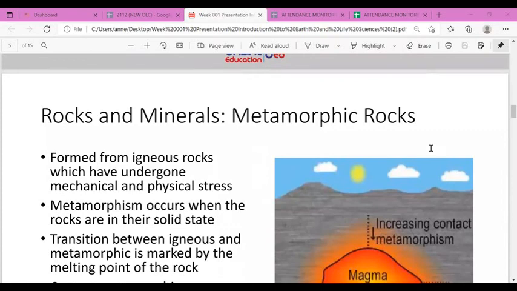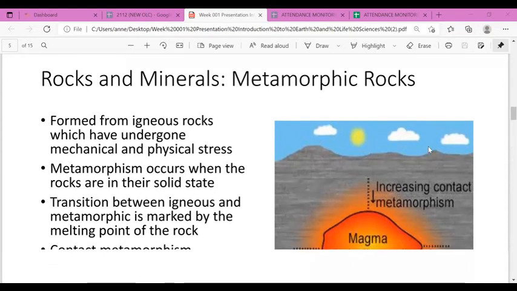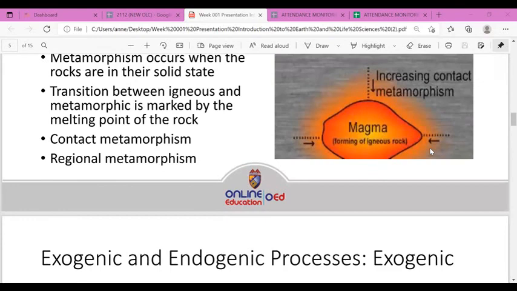The metamorphic rock undergoes metamorphosis, it changes its appearance from igneous rocks. And then you have contact metamorphism and regional metamorphism.